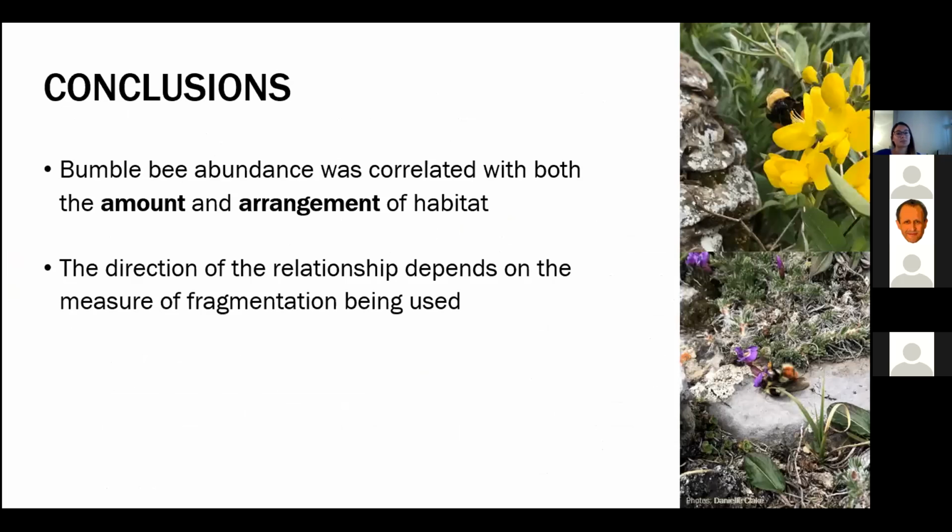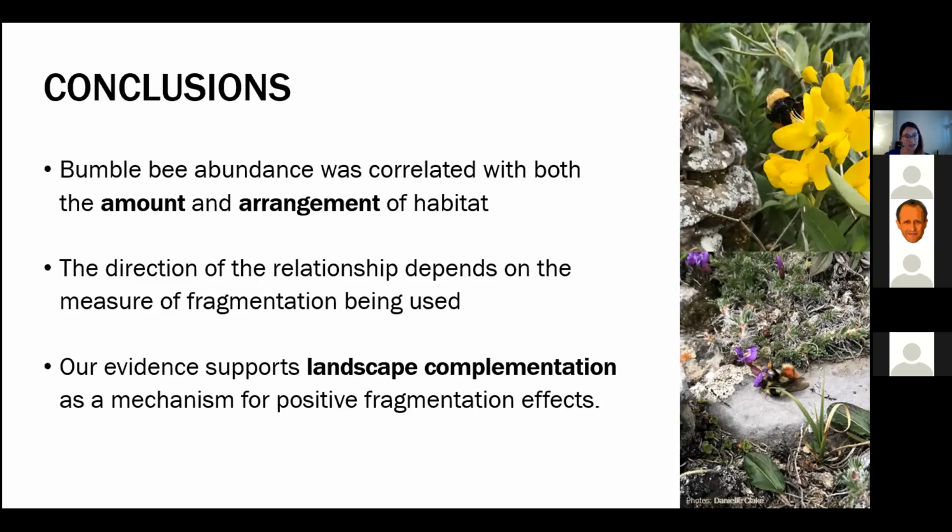So this brings me to some of the conclusions from this work. We found that bumblebee abundance is correlated with both the amount and the arrangement of habitat. So both were important, and the direction of the relationship depended on the measure of fragmentation that we used. But overall, our evidence was supporting landscape complementation as a mechanism for positive fragmentation effects.